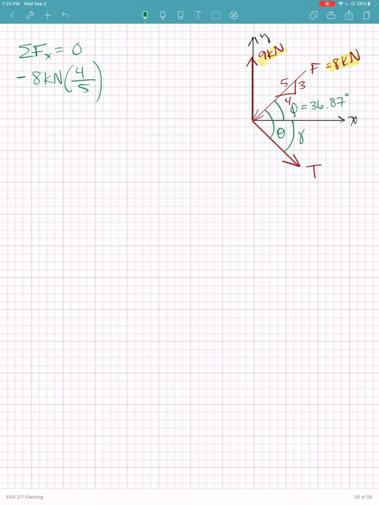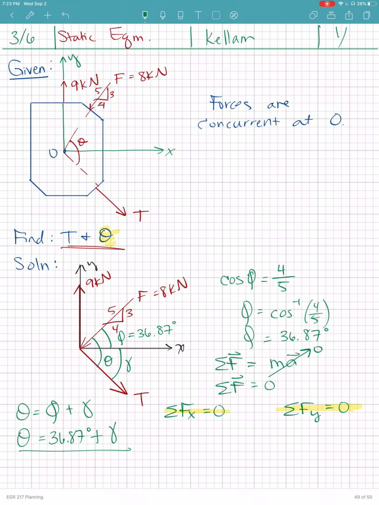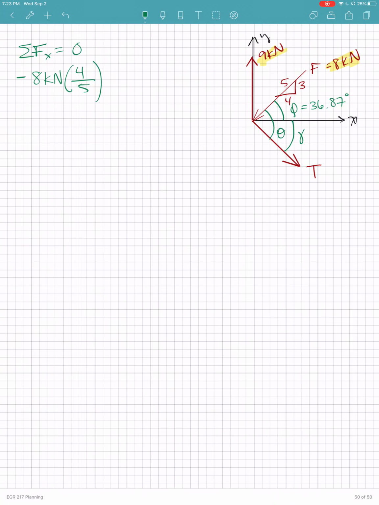Alternatively, we could just say it equals 8 kilonewtons times the cosine of 36.87 degrees. What we figured out earlier was that cosine of 36.87 degrees equals 4 over 5. That's how that common triangles thing works, if you're just curious about it. So now we've got the X component of that F force, and then we also need the X component of the T force. The X component of the T force is in the positive direction because it's pointing to the right. So plus T times the cosine of that gamma.